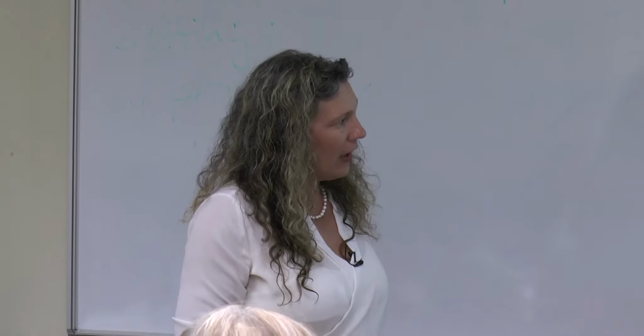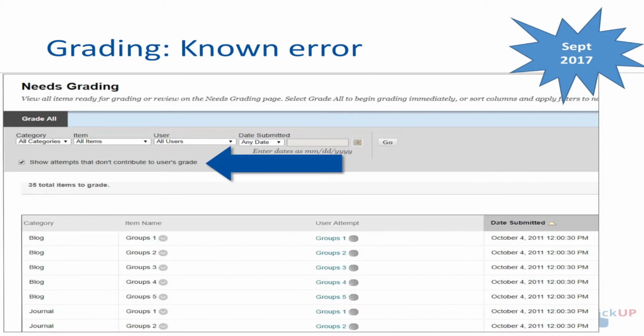We also found that there's a known bug at the moment still. If you open up your needs grading and you're using a graded wiki or a graded blog or a graded journal, that does not automatically reflect in your list of gradable items. The workaround is to select that tick box, and it will then display the blog and journal items that you need to go and grade.